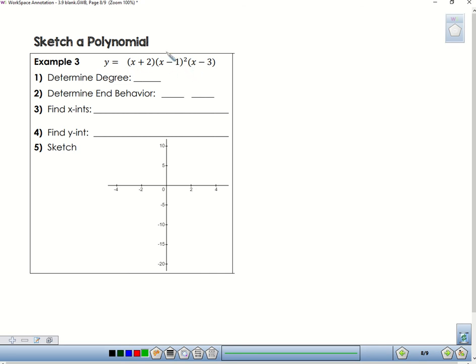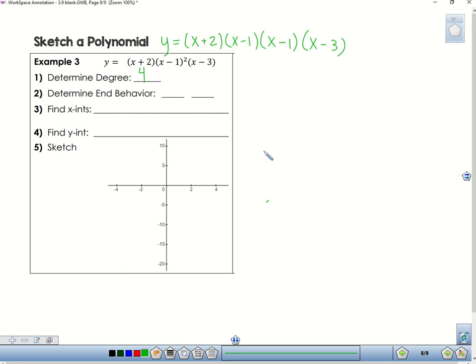Because this one's to the second power, which means that really we have y equals x plus 2 times x minus 1 times x minus 1 again times x minus 3. So does everybody see where I got 4 from? So that would be the degree of my polynomial, which would be 4, the number of zeros.